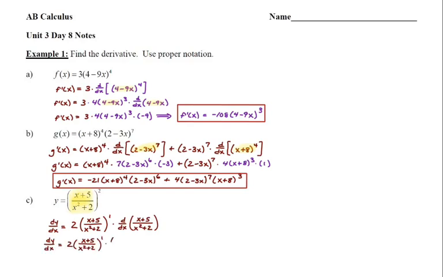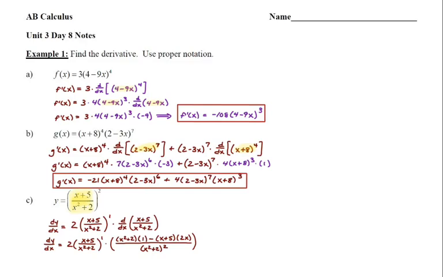So what I'm going to do next is actually take the derivative of that quotient. So I'm going to get 2 times (x + 5)/(x^2 + 2) times, and then to take the derivative of that quotient is going to require the quotient rule. So the bottom, x^2 + 2, times the derivative of the top, which is the derivative of x + 5 is 1, minus the top times the derivative of the bottom, all over the bottom squared. So the interior part of that quantity, to take the derivative, required the quotient rule.